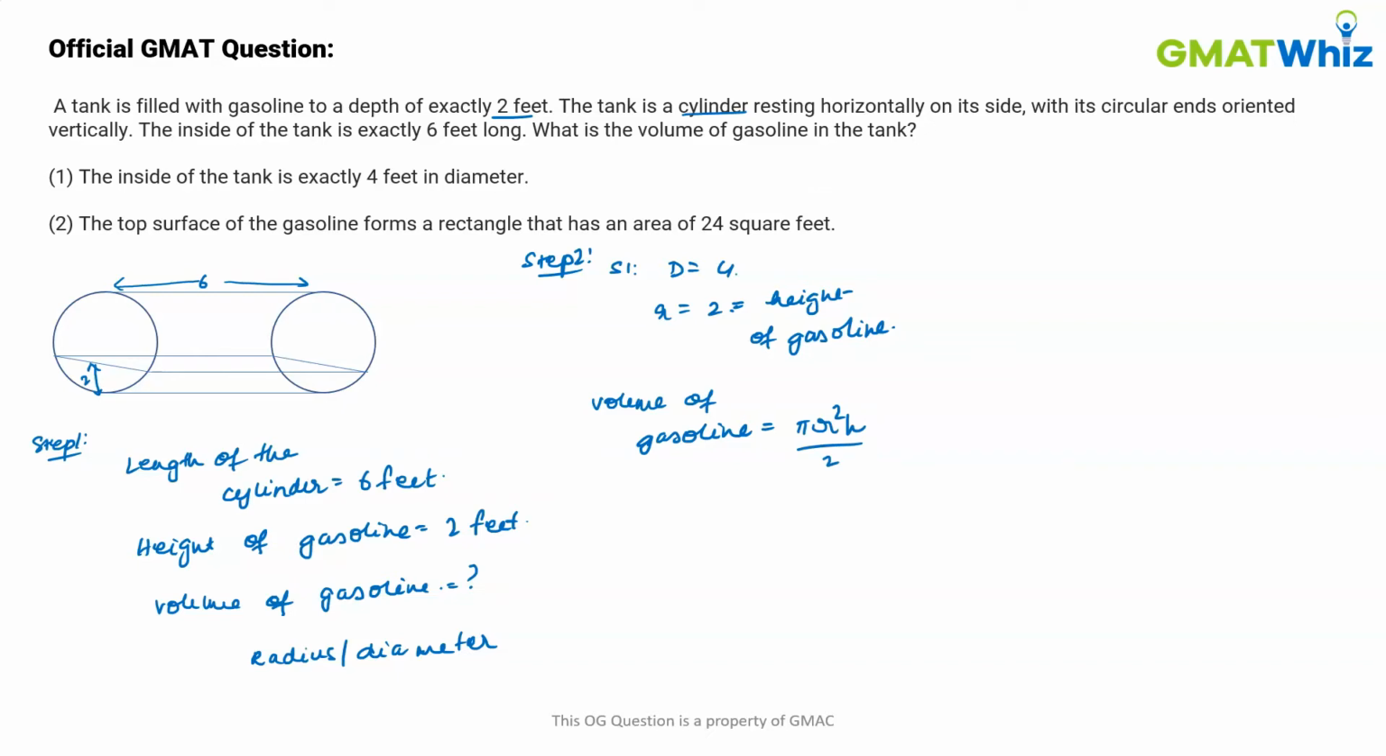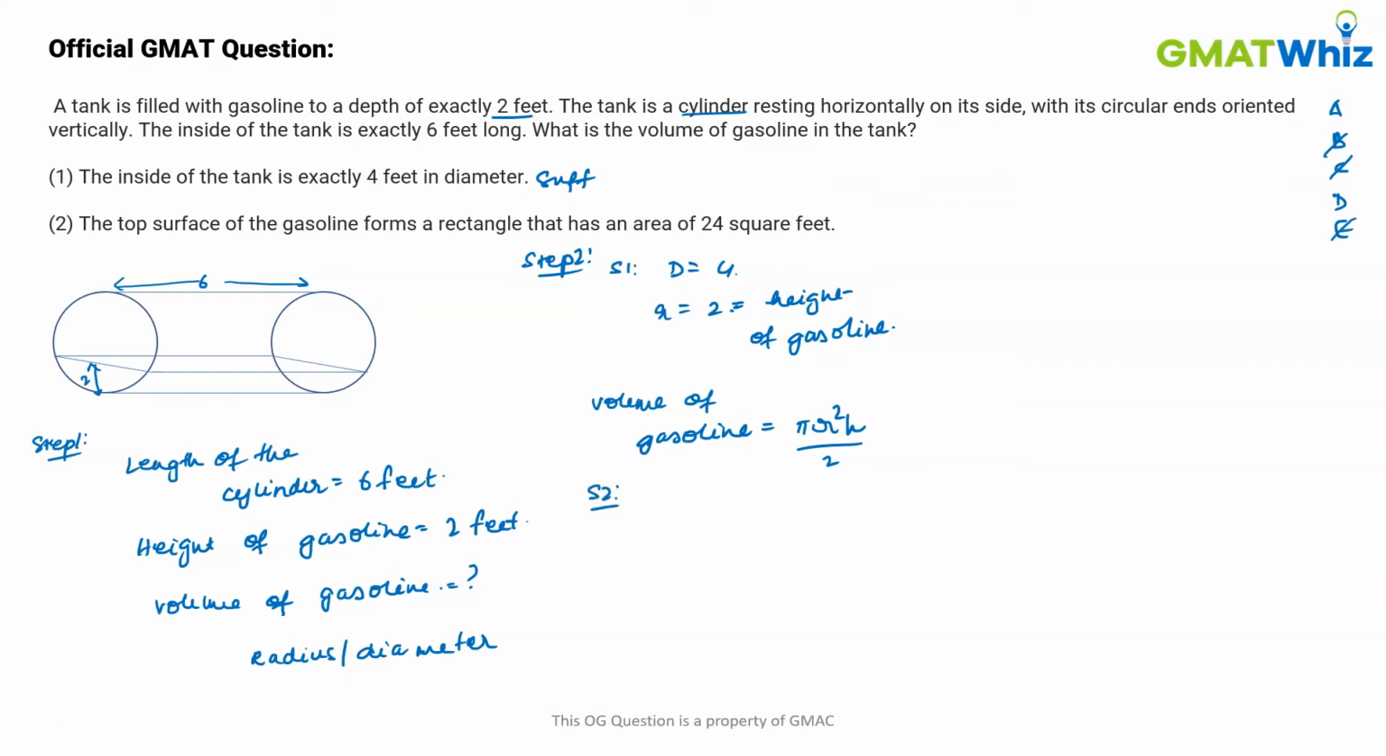So it's a DS question. I'm not going to calculate the values because I know that I can find the volume of the gasoline using the information given in statement 1. So statement 1 is definitely sufficient, and out of the given options I will eliminate answer option B, C and E. Now let's move on to statement 2.